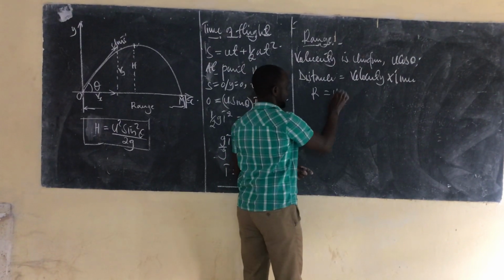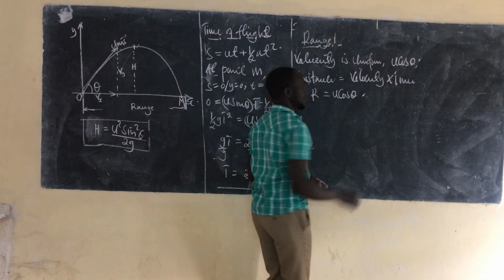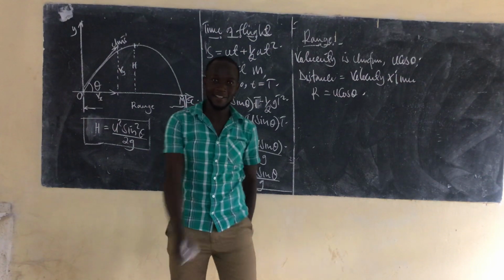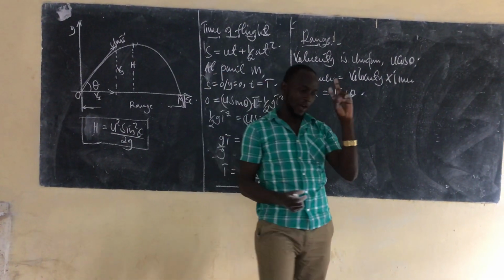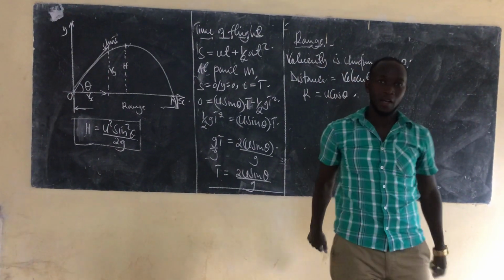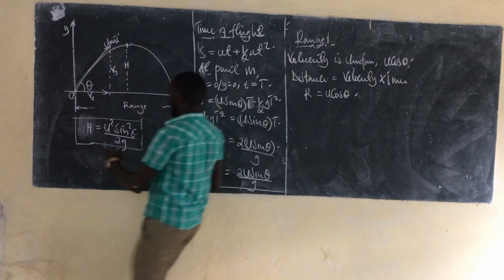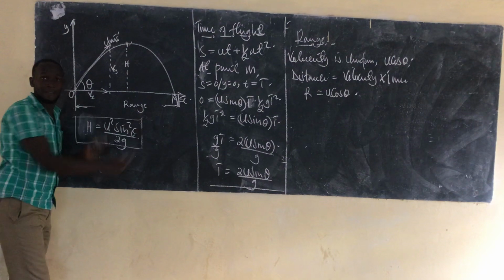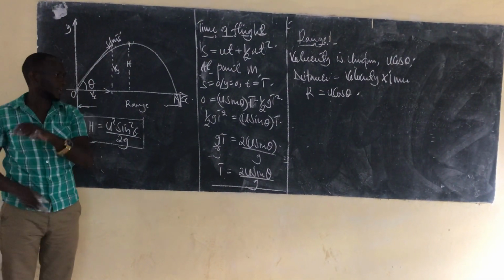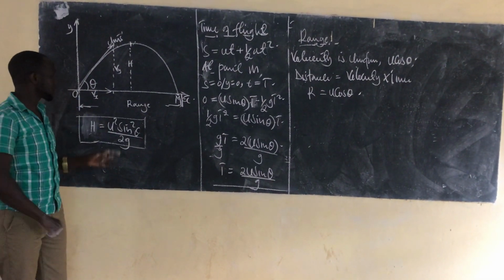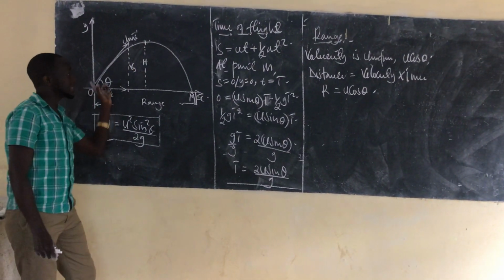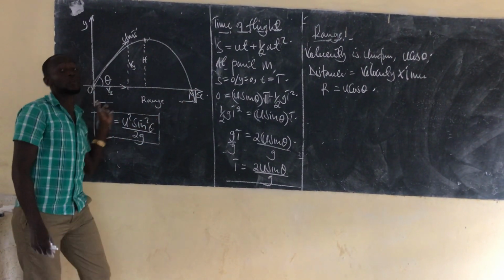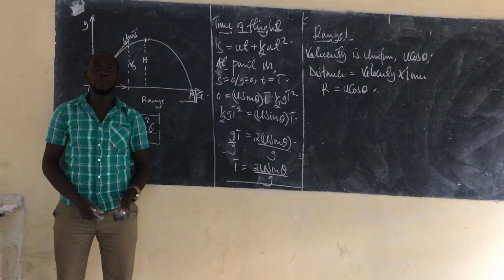So we shall have u cos theta times, now here comes the target. We said we have two times. We have the time of flight, and we have the time taken to attain maximum height. When we are talking about range, we are talking about the total distance covered by this particle. If that is the case, there is no way somebody can use the time taken to attain maximum height. We need the time of flight, because you're talking about the total distance covered by that projectile.